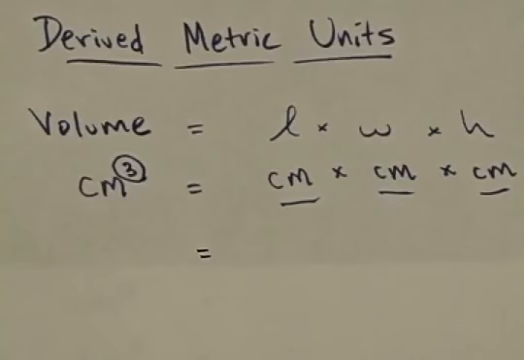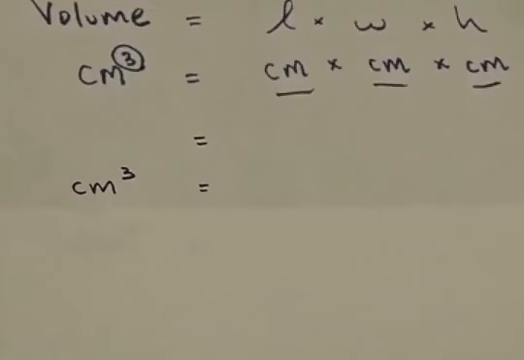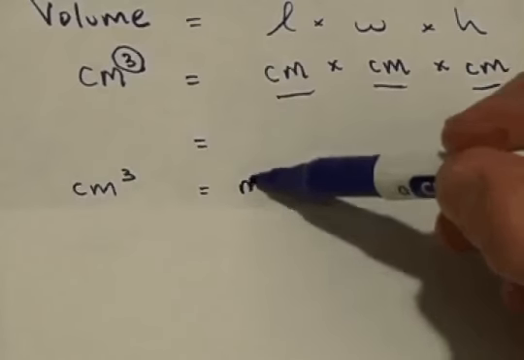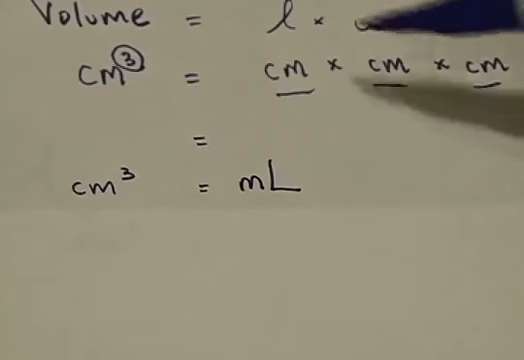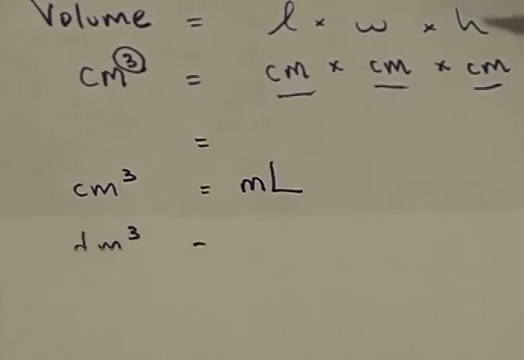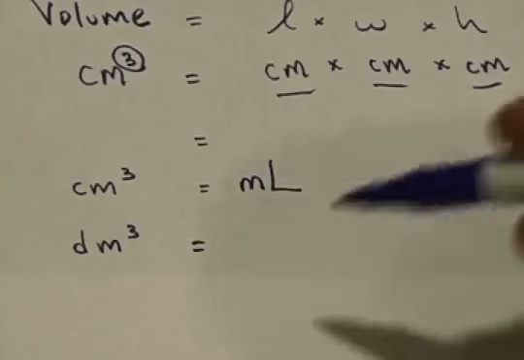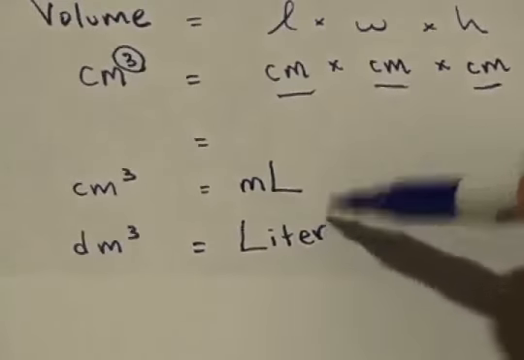Now, what's cool is if it turns out to be a centimeter cubed, there's a new name that's actually been given to that you might be familiar with. A cubic centimeter is actually renamed something called a milliliter. Now, if the length, width, and height were all decimeters, and therefore it would turn out to be decimeters cubed, this is renamed and known as the liter.